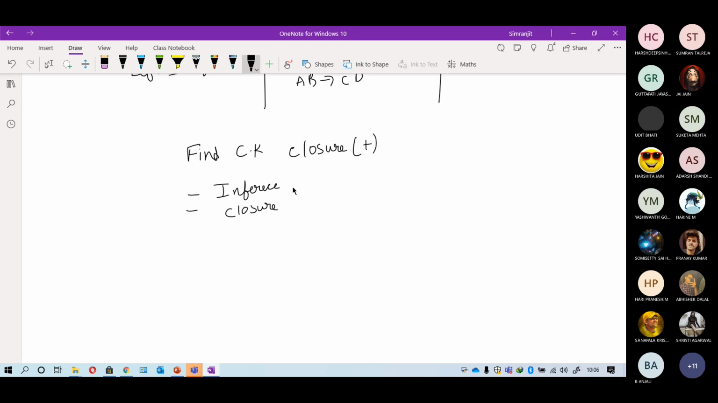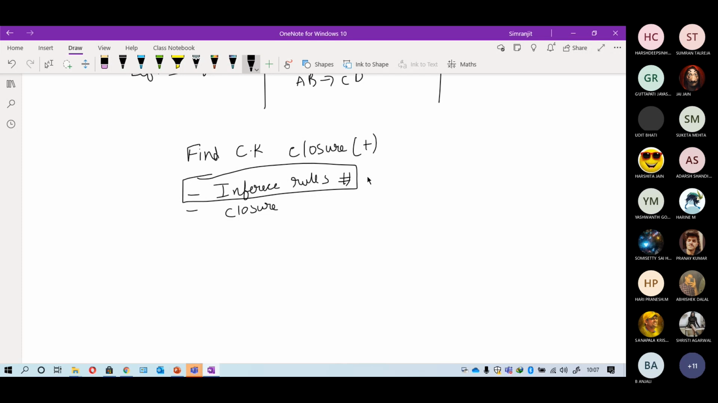I'll tell you about the inference rules, but we will not follow them because this is not a foolproof method. It is a very complex method, and sometimes you will miss out some important parts. So most of the time we will be using the closure method because it is foolproof. You will always get the right candidate key. After you understand the closure, I will also tell you a shortcut. If you are solving many questions, you will easily be able to figure out the shortcut.